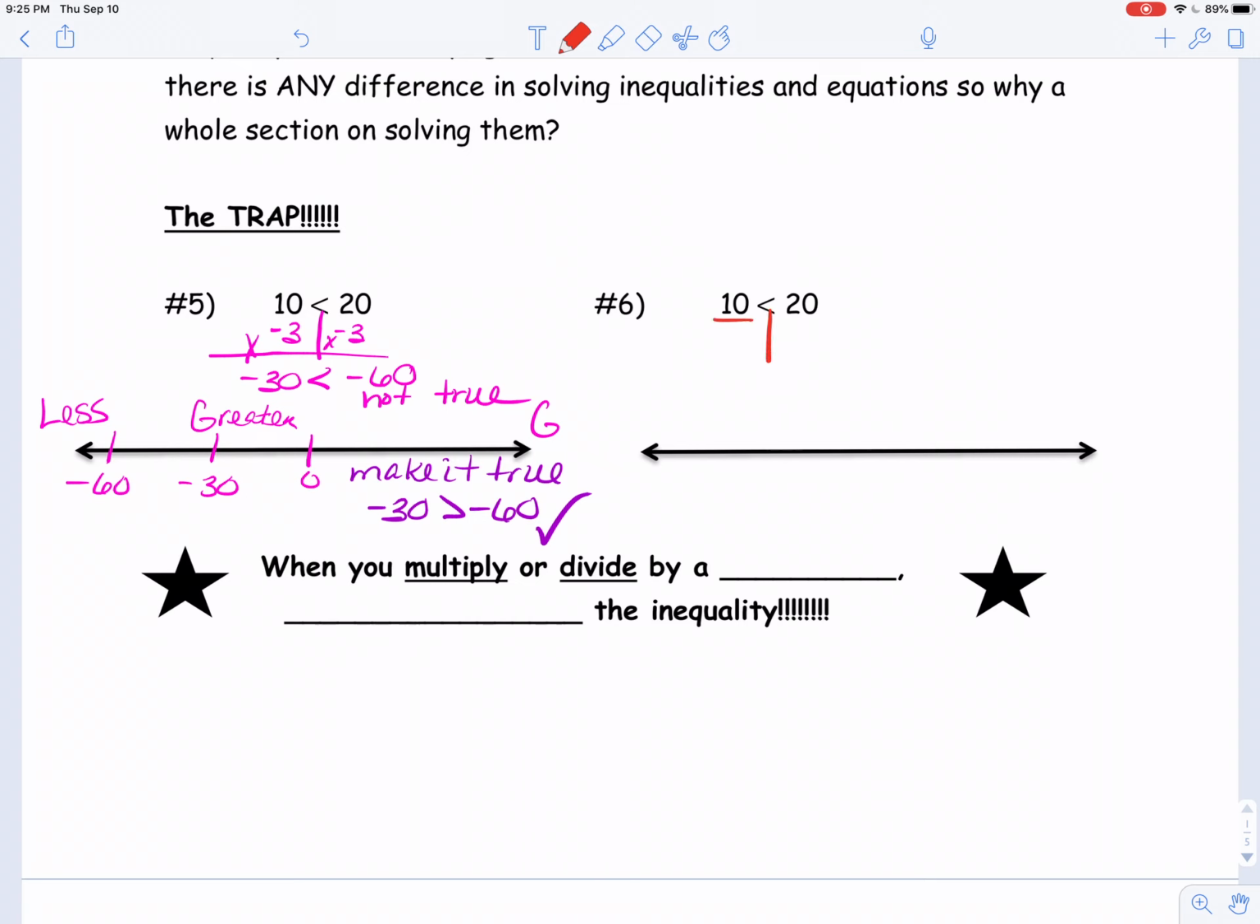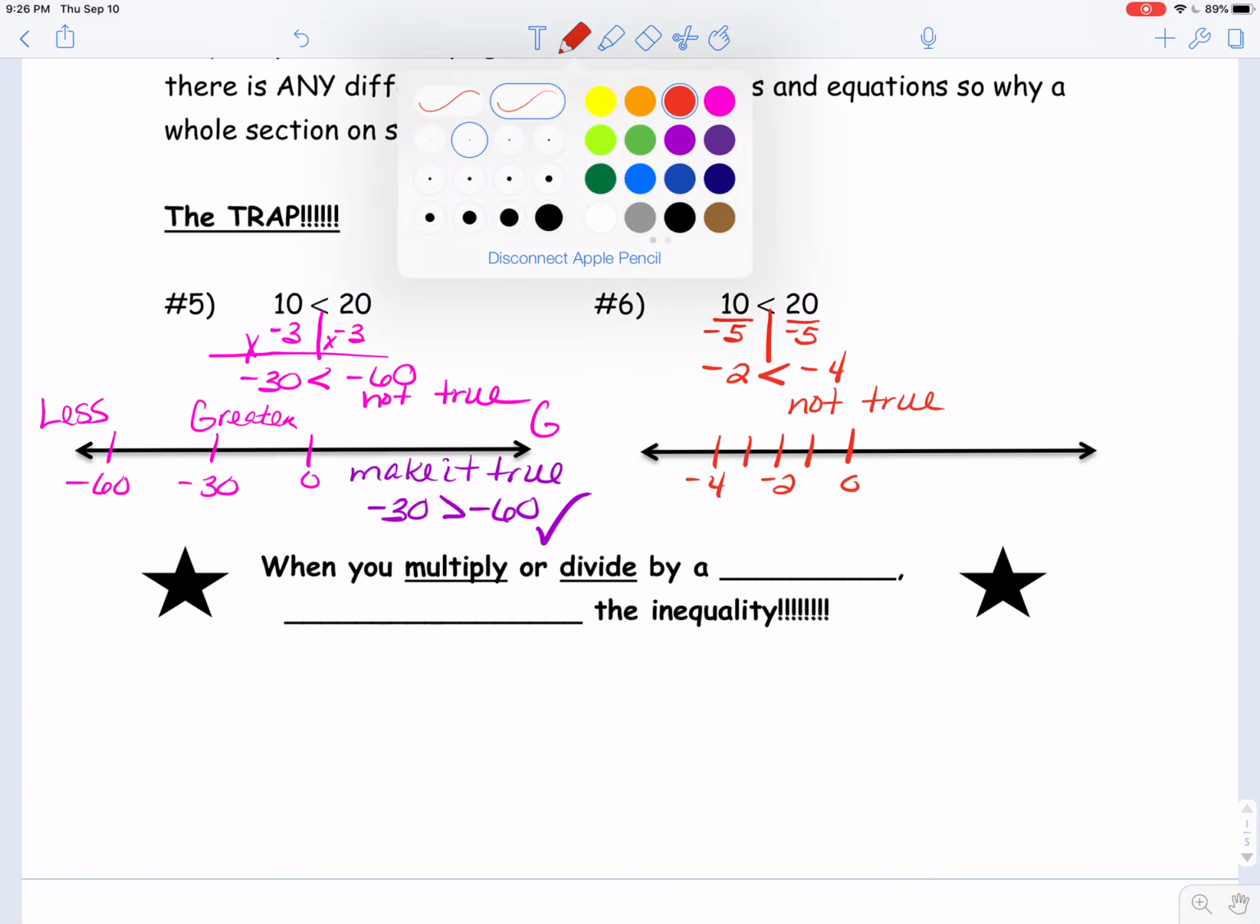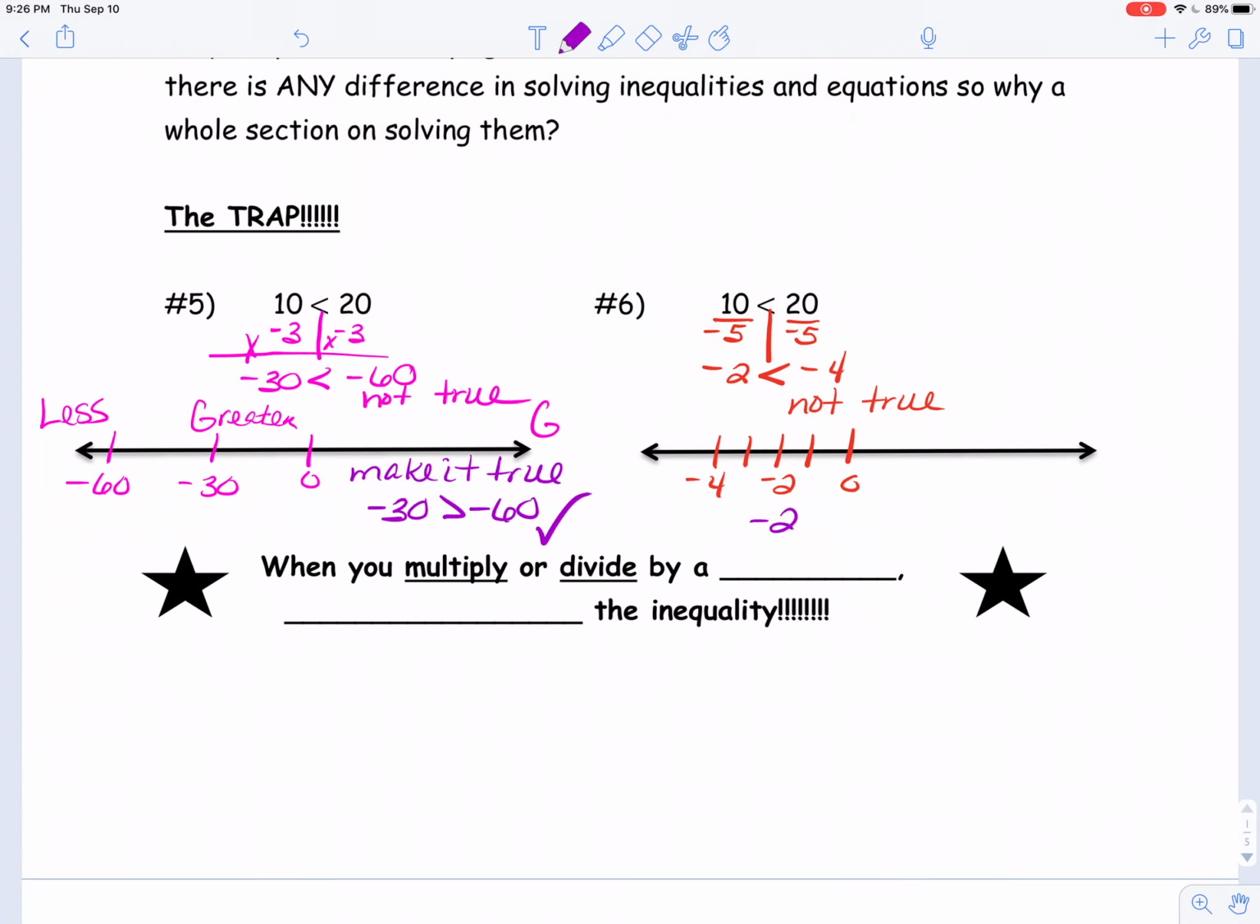Okay, same thing is going to happen if you divide by a negative number. So let's divide by negative 5, and we end up with negative 2 is less than negative 4. Again, here's our number line. Negative 1, negative 2, negative 3, negative 4. There's negative 2, there's negative 4. Which one is further to the right? Definitely negative 2. So this is not true. What do we need to do to make it true? Flip that inequality. And now it's a true statement.